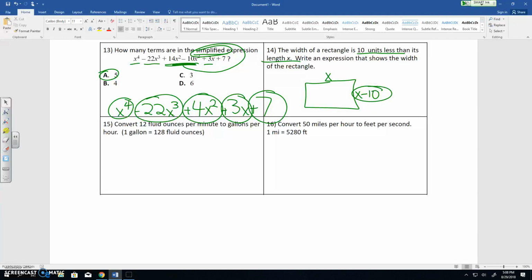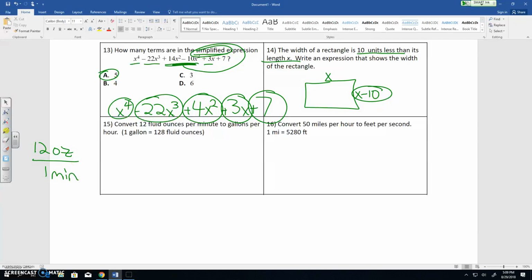Number 15, convert 12 fluid ounces per minute to gallons per hour. This is a good old-fashioned conversion problem. We've already worked one of these. I'm going to bump over here to the side. So we've got 12, and I'm going to put ounces instead of fluid ounces just to save me some time writing. So 12 fluid ounces divided by 1 minute.